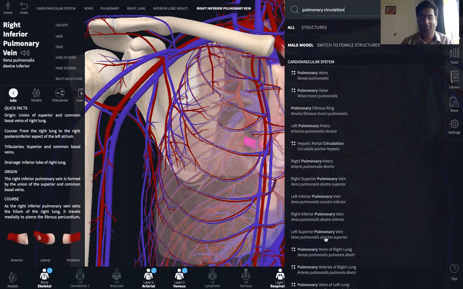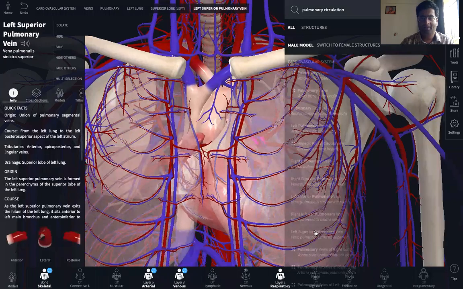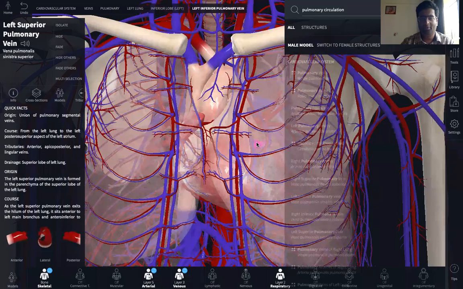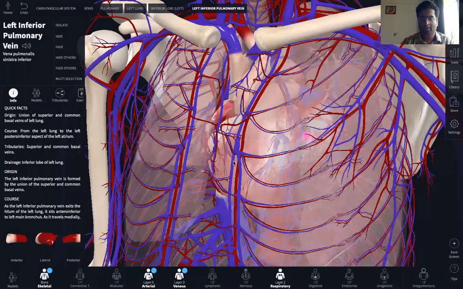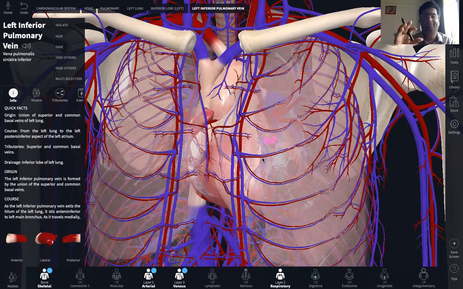First, coming to the left superior pulmonary vein. There you go on your screen. That's the left superior pulmonary vein. And then you have the left inferior pulmonary vein, which you can see highlighted in pink on your screen now. So these four pulmonary veins, one pair coming from the right lung, one pair coming from the left lung, pour all the oxygenated blood from the lung into the left atrium. I repeat, they pour all the oxygenated blood into the left atrium.